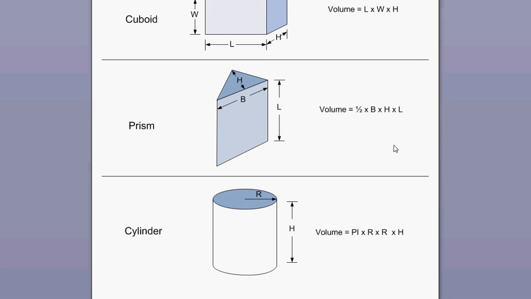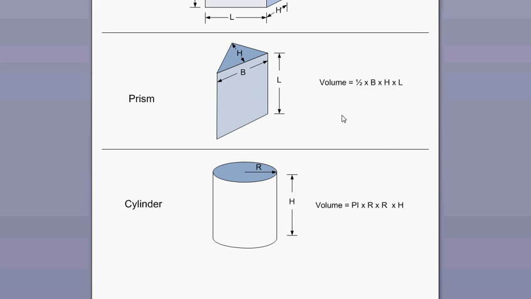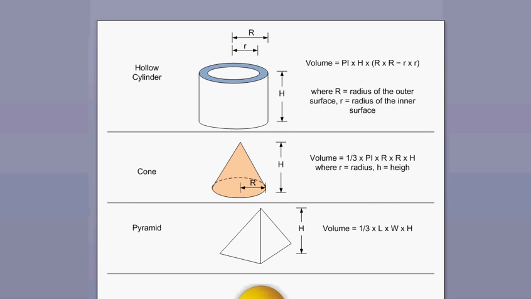For a prism, the volume is equal to the area of the triangle times length, so 1/2 times base times height times length. The volume of a cylinder is pi r squared times height. Okay, so this is the formula for these shapes.